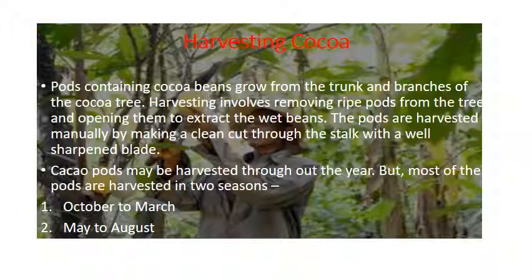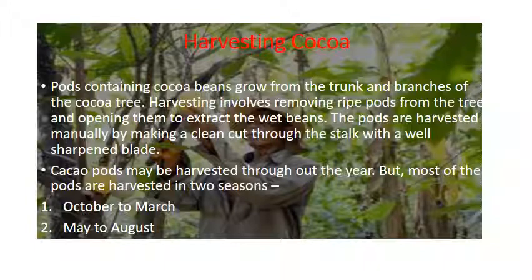Pods containing cocoa beans grow from the trunk and branches of the cocoa trees. Harvesting involves removing ripe pods from the tree and opening them to extract the wet beans. The pods are harvested manually by making a clean cut through the stalk with a well-sharpened blade.